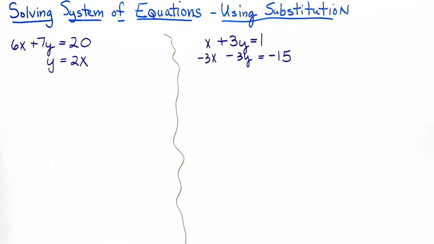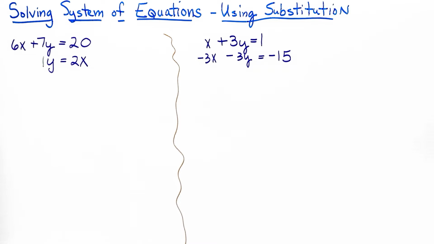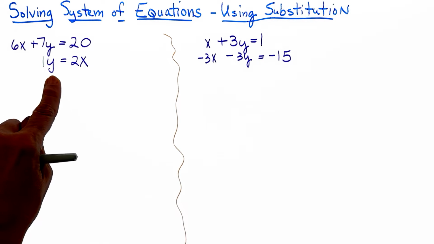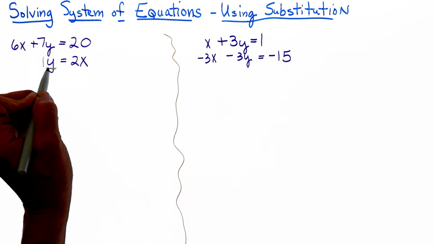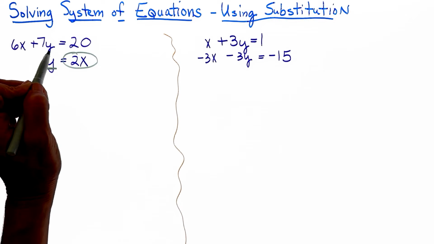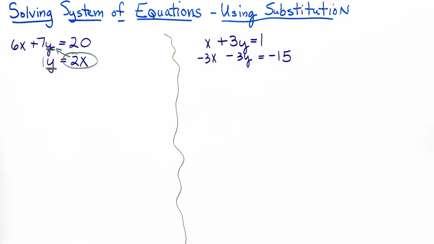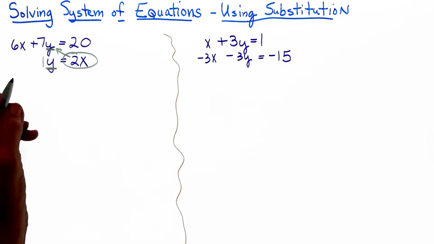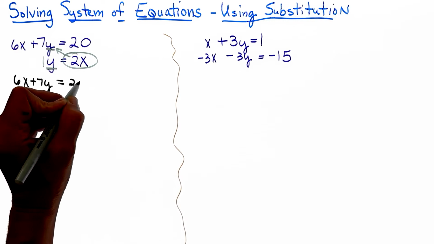To solve by substitution, you are looking for the variable that has a 1 as a coefficient. So in my second equation, I see that for my y. So I am going to take this second equation where y is equal to 2x, and wherever I see a y in the first equation, I'm going to substitute in 2x so I can solve for x. So let's go ahead, and I'm going to copy the first equation down below so I have it right in front of me.